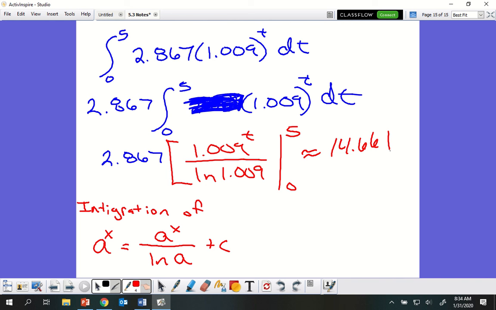Now let's go back to the word problem. So 14.661 is going to represent what? It's the rate of population growth. So it's the rate of the change of the population, in millions, for time t.